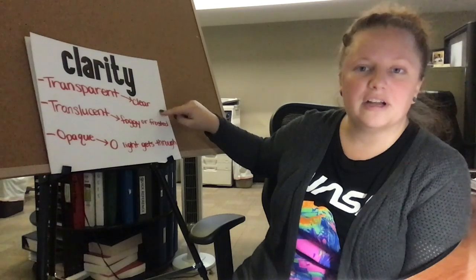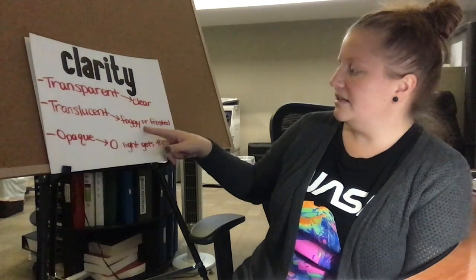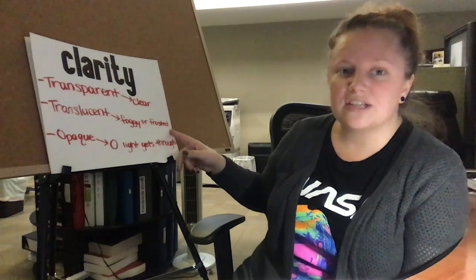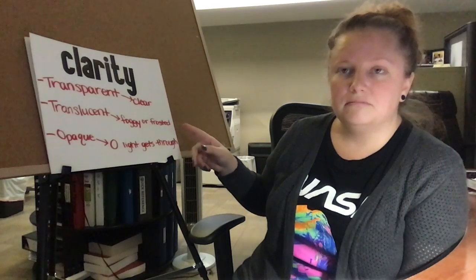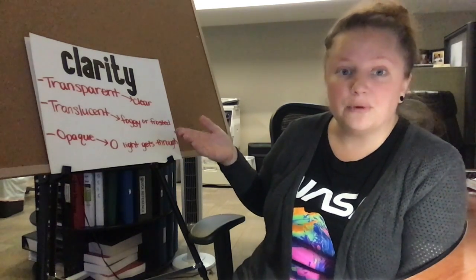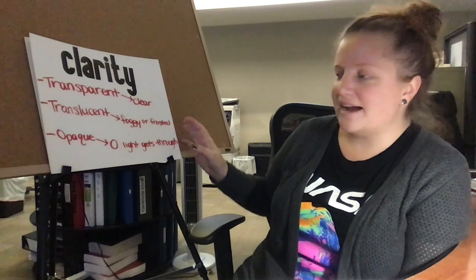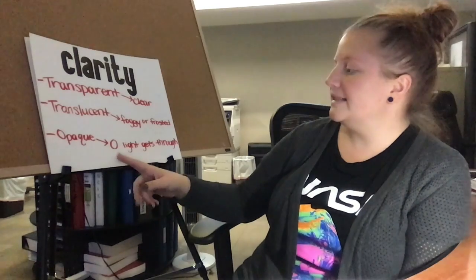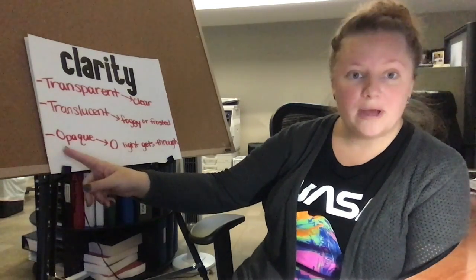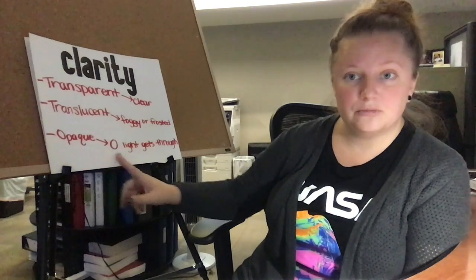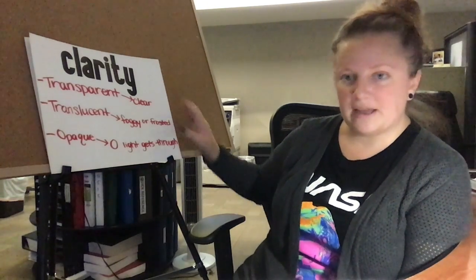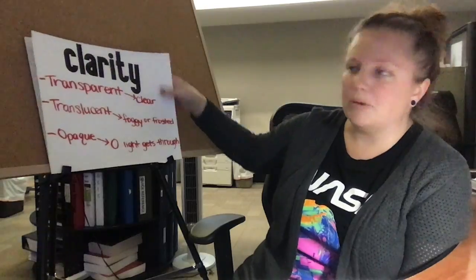Transparent, clear. Translucent is foggy or frosted, like a shower door or a window. A decorative window might be translucent, might be frosted glass. Opaque, zero light gets through. That's how I remember it.